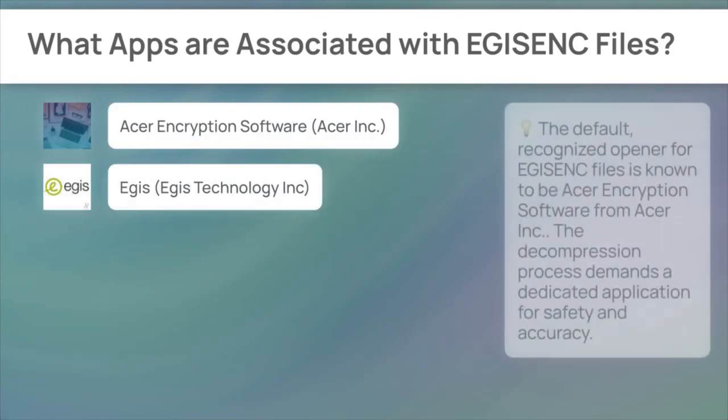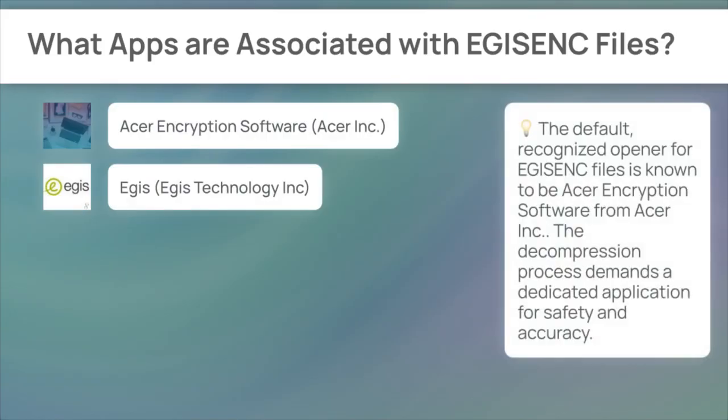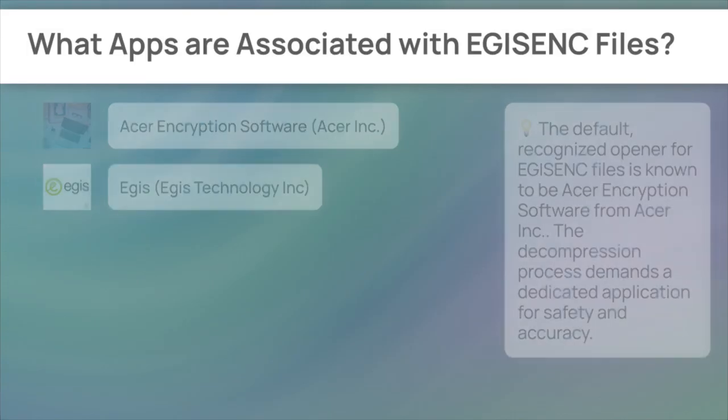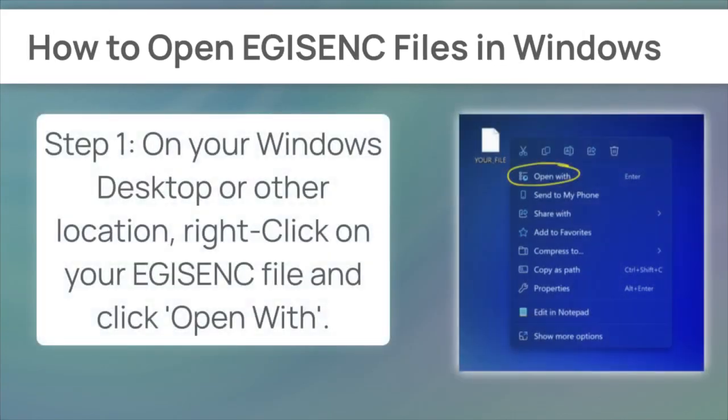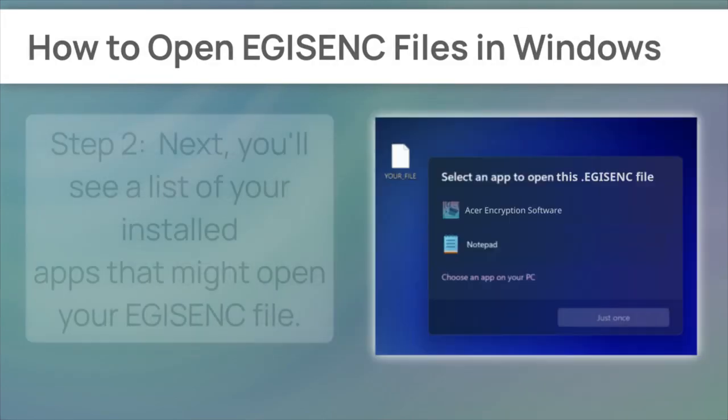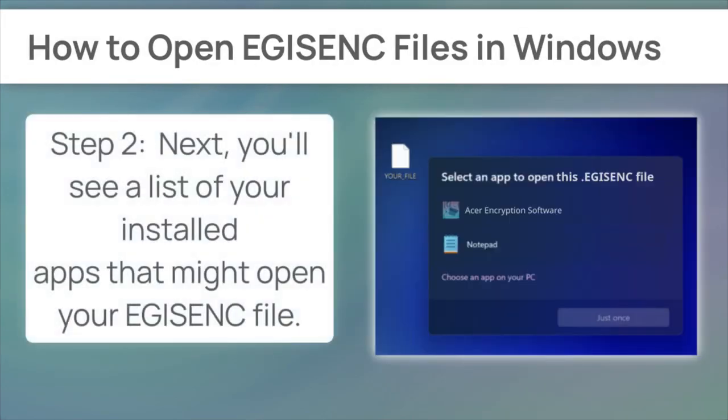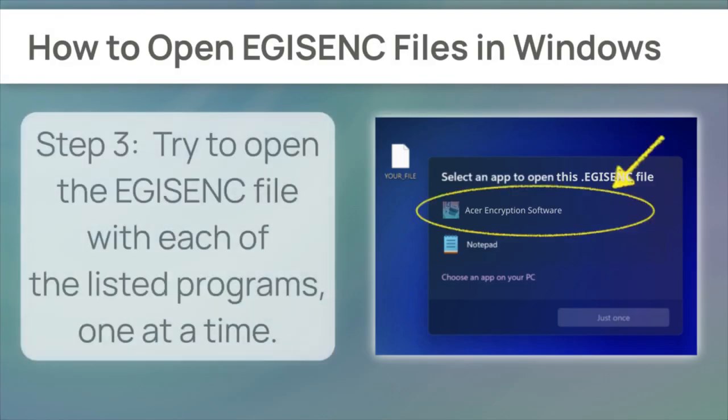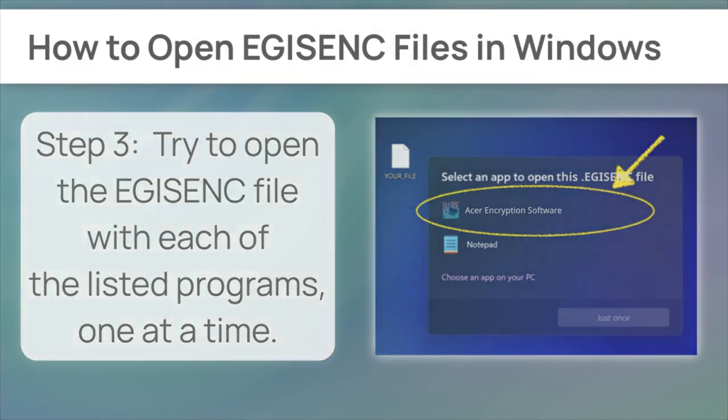Windows native tools lack the decompression modules necessary for this file. Windows provides no visibility into the data, so decrypting must be done with compatible tools. We're performing a compatibility scan. Right-click your EGISENC file and choose Open With. Test Acer encryption software first. If it's not there, select another program. This process often reveals the simplest solution.